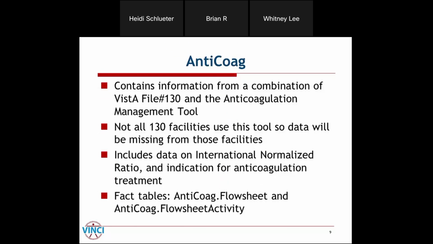The anticoag domain, or anticoagulation. This pulls information that's a combination of VISTA file 130 and the anticoagulation management tool. Note that not all of the 130 VA facilities use this tool, so data will be missing from those facilities in this domain. It includes data on international normalized ratio and the indication for the anticoagulation treatment, and it uses these fact tables.